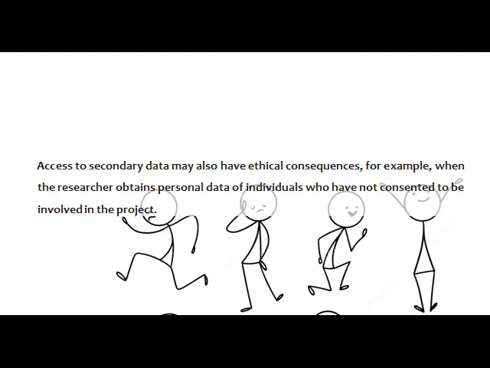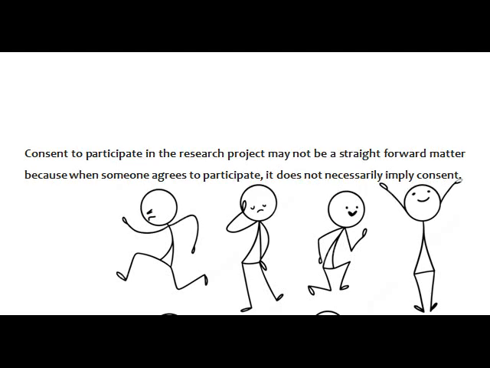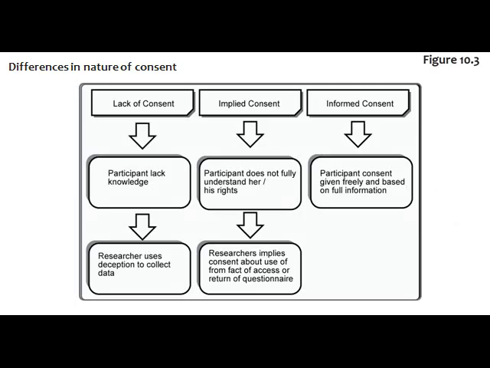Access to secondary data may also have ethical consequences, for example, when the researcher obtains personal data of individuals who have not consented to be involved in the project. Consent to participate in the research project may not be a straightforward matter because when someone agrees to participate, it does not necessarily imply consent. The nature of consent can be differentiated as shown in next figure. Differences in nature of consent.